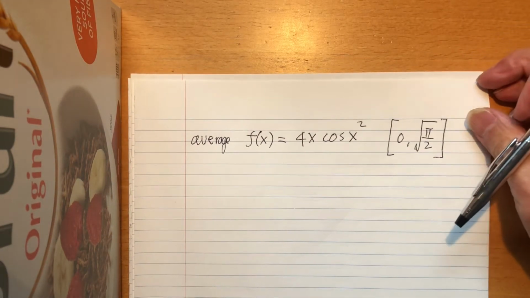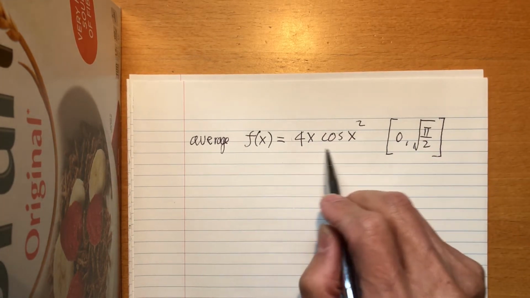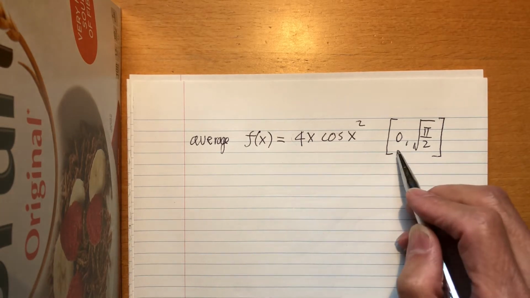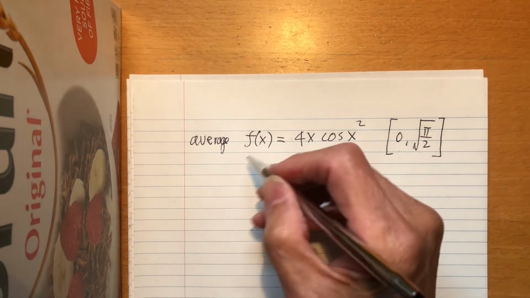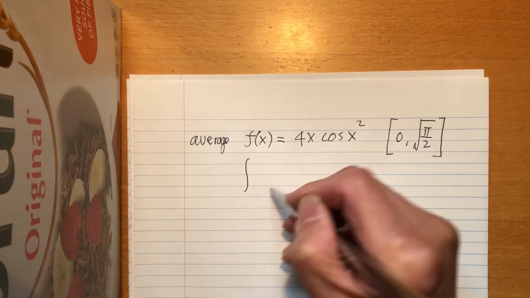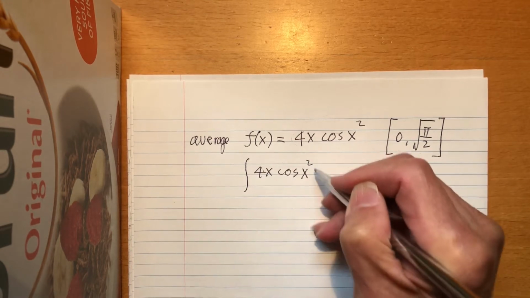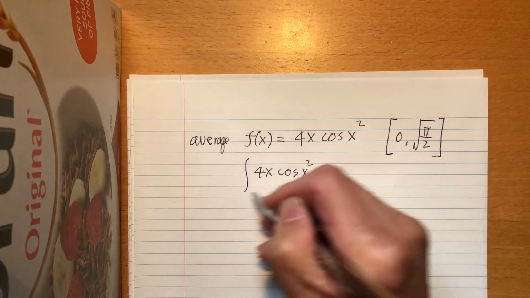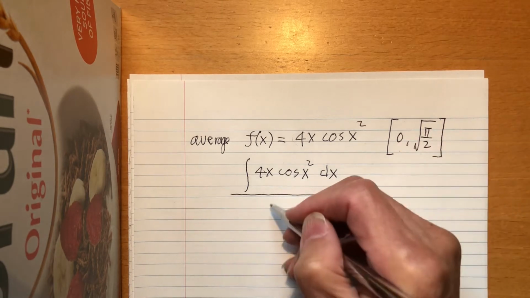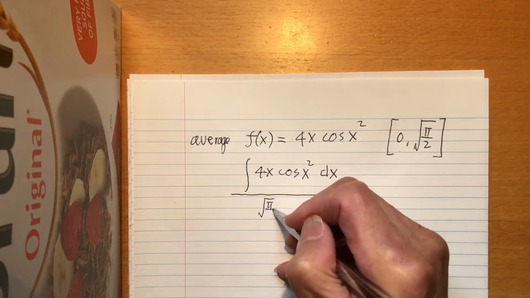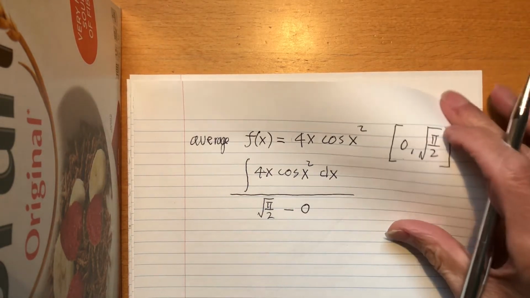So from our discussion a moment ago, I want to find the area of this function between x equals 0 and x equals root pi over 2. So this is what I do. Integrate with respect to x. Divide by x2 minus x1. So this is my average value. So how do I do this?